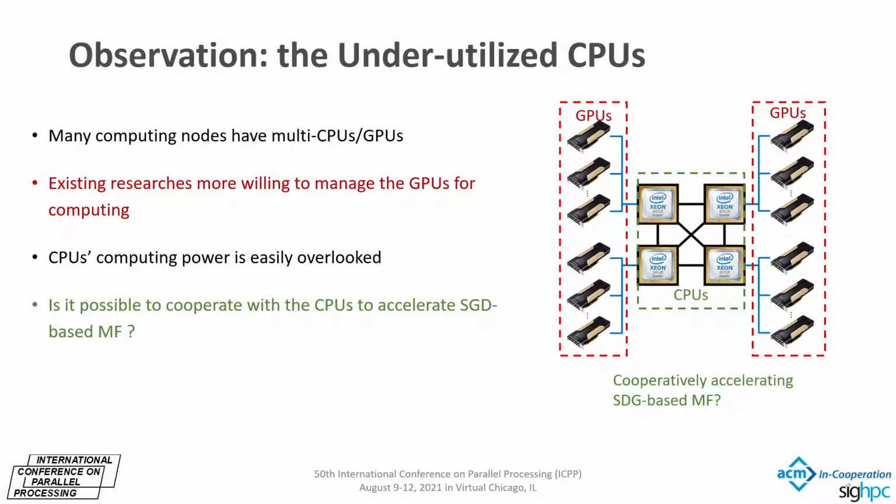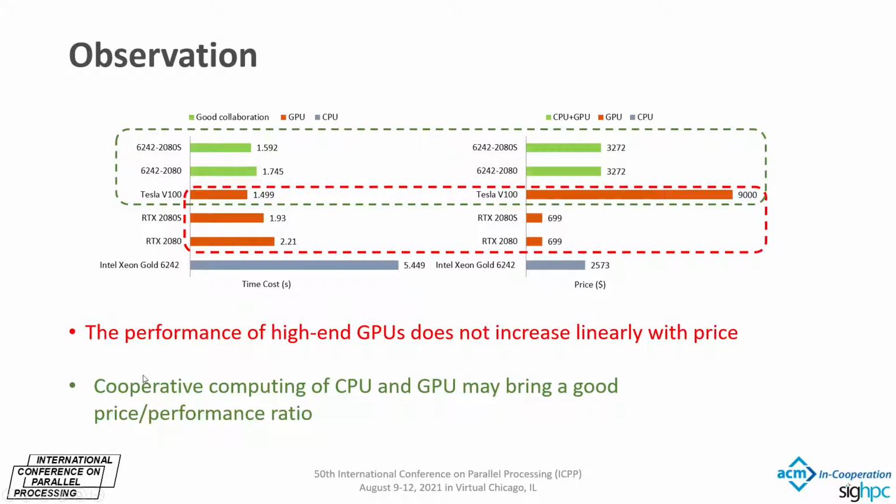However, modern CPUs have integrated more cores and also have strong parallel capabilities. At the same time, some recent studies have shown that for the SGD algorithm, the CPU can also provide good acceleration. We tested SGD-based MF on different CPUs and GPUs. We found that the performance growth of high-end GPUs is not linearly related to price growth.